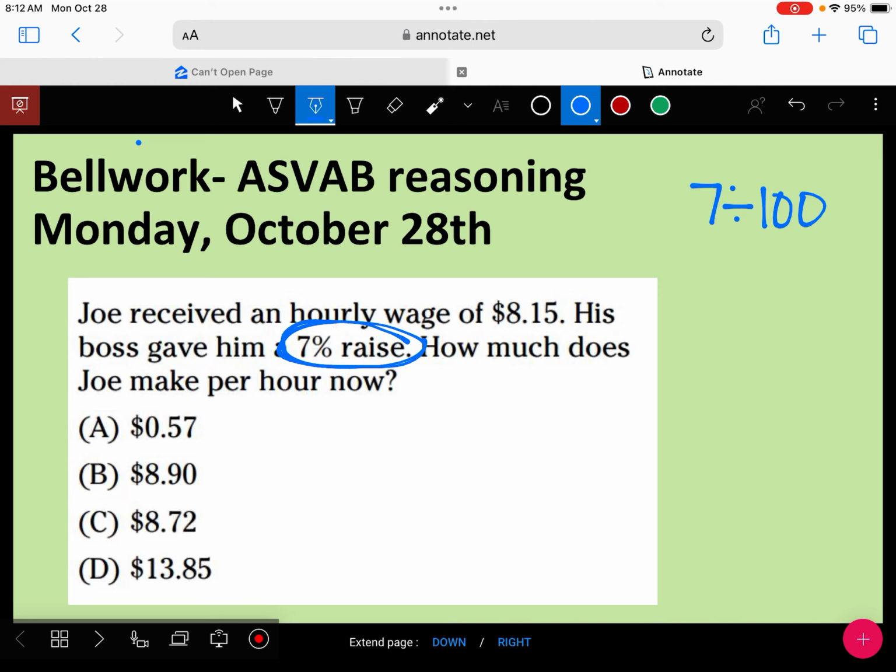So step number 1 would be to multiply $8.15 times 0.07. That's going to tell you how much more money is going to be added to his hourly rate. So take $8.15 times 0.07.